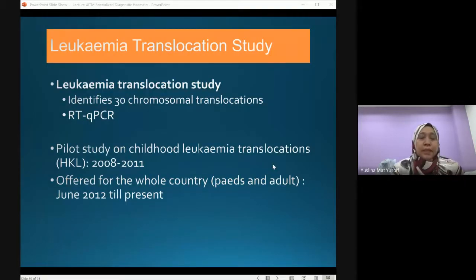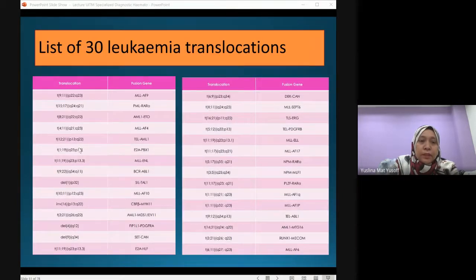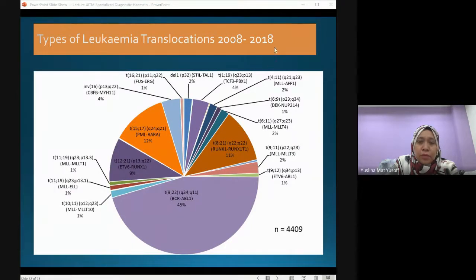For our leukemia translocation study, we use a commercial kit which can identify 30 chromosomal translocations, and we use the real-time qPCR technique that I showed you earlier. We started this test in 2008, and we have offered it to the whole country since 2012 until now. These are the 30 leukemia translocations that we do in our lab. This is our old data, about 10 years of data, with about 4,400 patients. You can see here that we found about 45% of patients with BCR-ABL, t(12;21), t(15;17), and t(8;21).